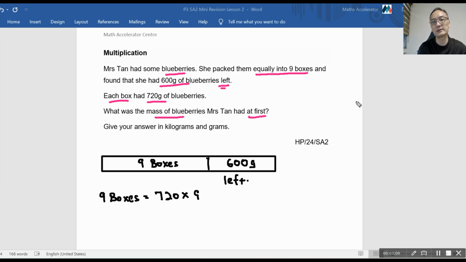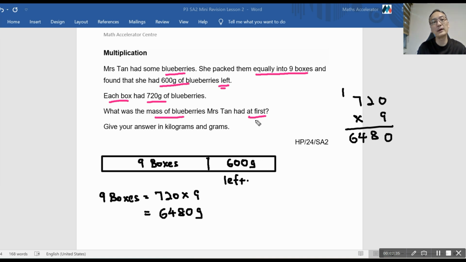Let's do our working at the side. 720 multiplied by 9. 0 times 9 is 0, 2 times 9 is 18. We carry 1. 7 times 9 is 63, plus 1 is 64. So we know that the mass of these 9 boxes of blueberries will be 6,480 grams.